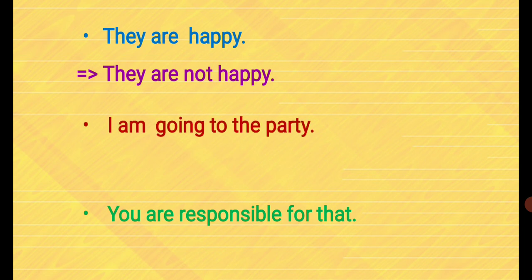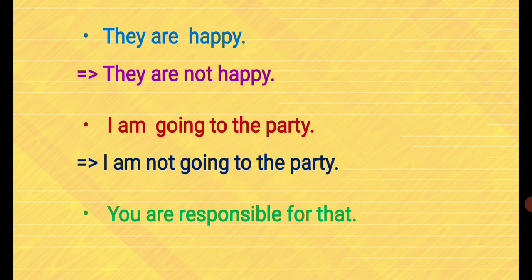Let's move on. I am going to the party. I is a subject, am is a helping verb, going is a main verb, and to the party is the object part of the sentence. Now what will we do? Yes, I hope you have done this sentence yourself in a negative form. So what will be the answer? Yes, I am not going to the party is the answer.